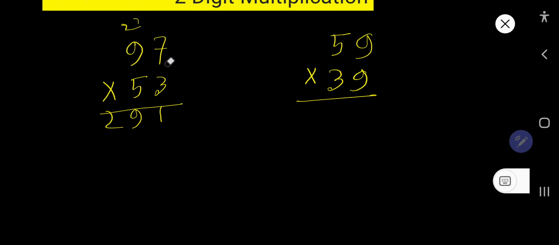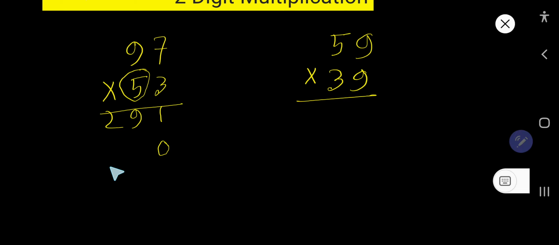Now you are done with these 3, right? Now you need to multiply by this 5. Look, this is the ones column, this is the tens column. So 5 is in the tens column, so the product will come to the tens column here. So the ones column will have 0. This is a placeholder 0. 5 times 7, what? 5 times 7 equals 35.